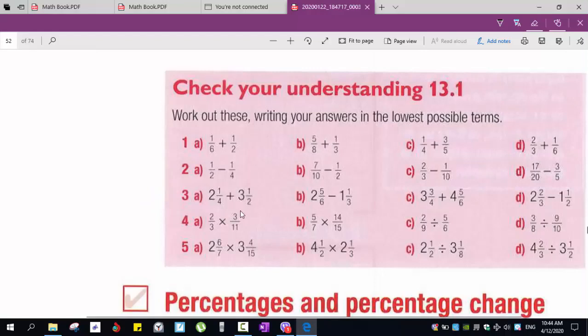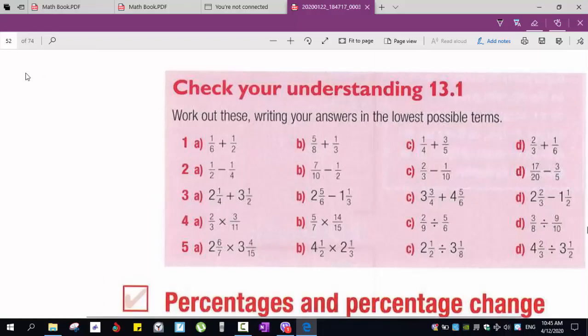This is revised for Checkpoint Book, Unit 13. This is about fractions and percentage. 13.1. This set of exercises is about arithmetics with fractions. Arithmetics means addition, subtraction, multiplication, and division. Let's see how we can deal with fractions and mixed numbers with arithmetics.